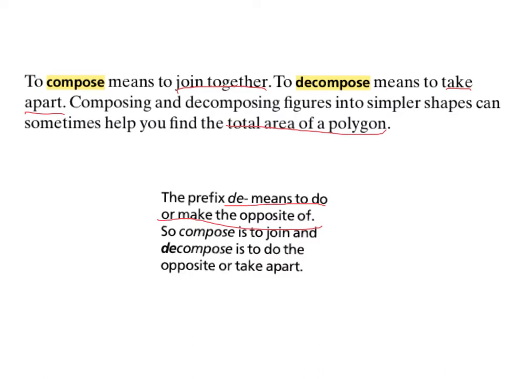Think of to compose a piece of music means that you're taking all of these individual notes and putting them together to make a piece of music. And decompose is when something falls apart after it's died. Think of when you see trees rotting in the woods, or the roadkill on the side of the street. It starts to fall apart. So decompose just means to come apart. Compose means to put together.